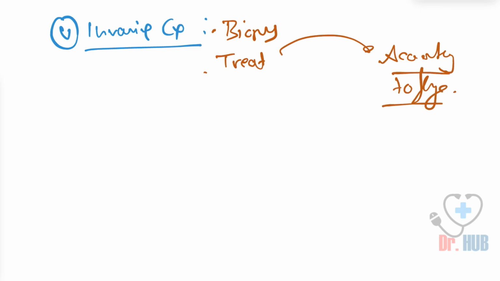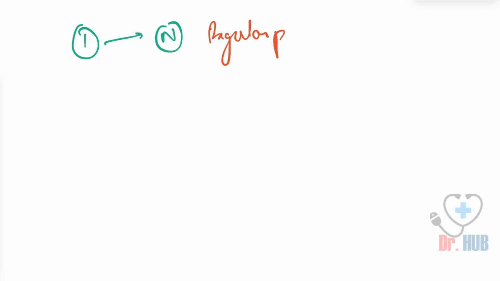Now we'll be answering our questions. The first question we saw was, what happens in stage 1? Class 1 is basically normal. So there is the regular pap smear and the screening is done.